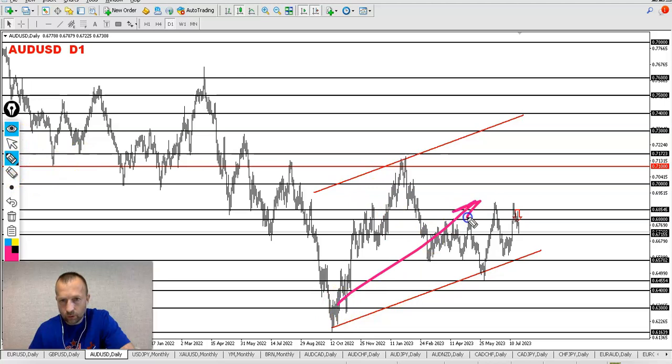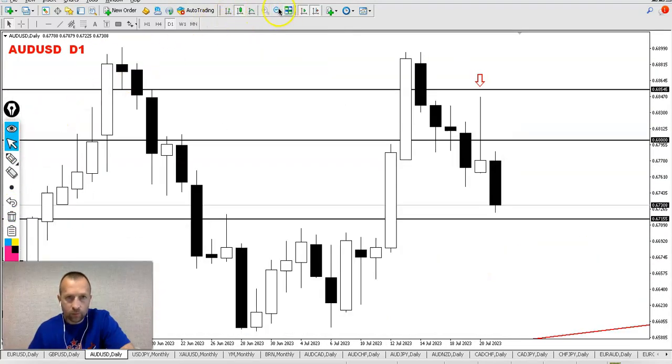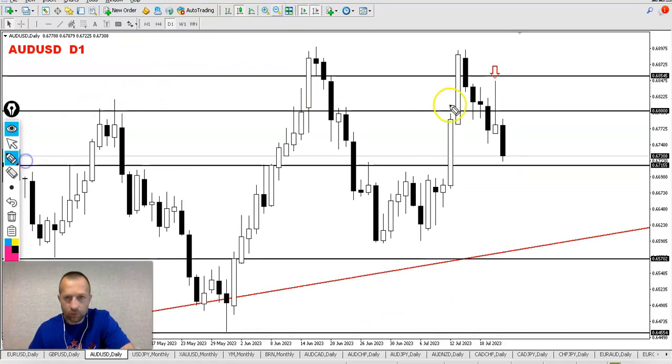So this ascending channel, I think it's also over. So we can expect sell off to the downside, maybe not immediately, maybe not on Monday, maybe on Tuesday, but who knows, possible continuation. Even on the opening, we can expect to break through this level 0.6715 and then continuation down to 0.6570. If we break this level, then the door is open for this level as well.